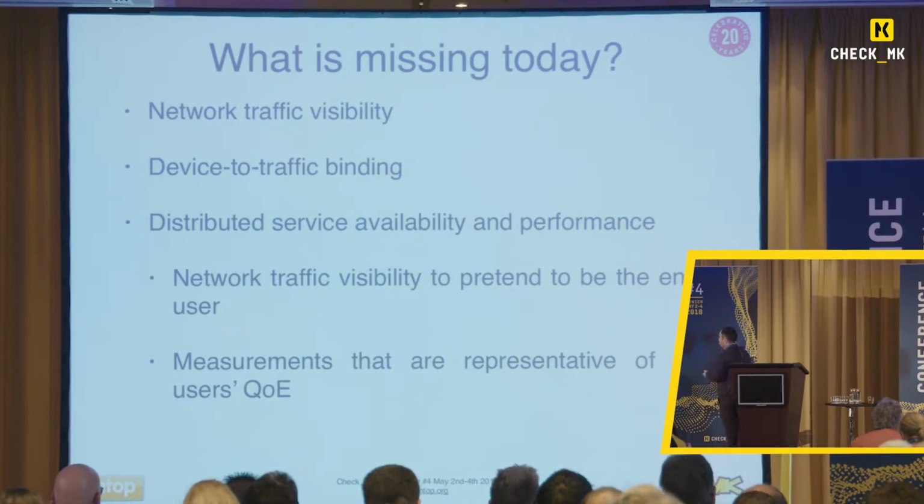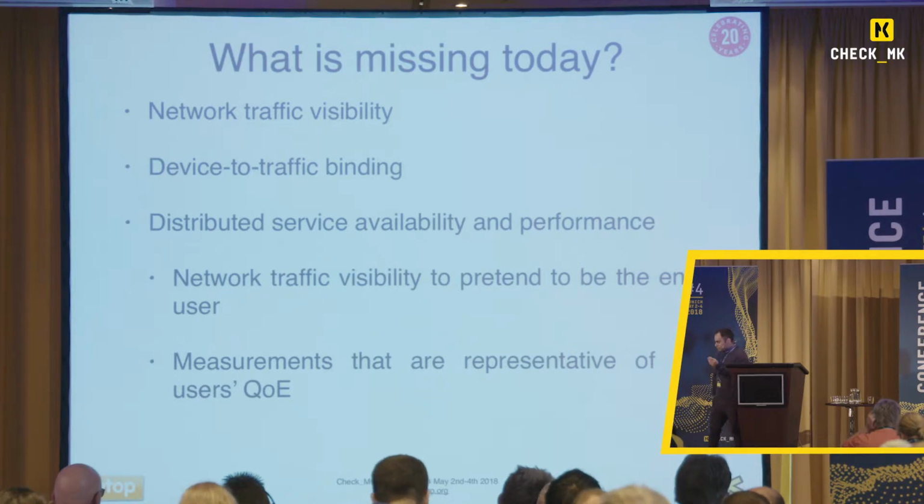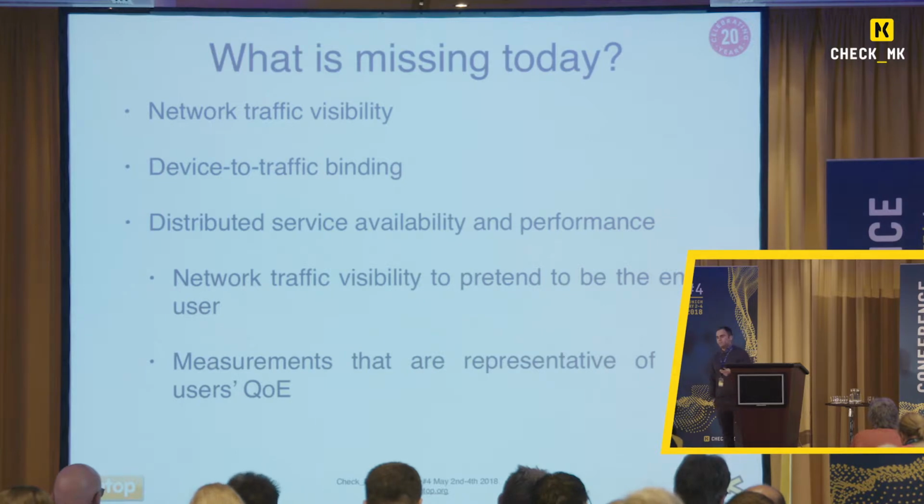So if we can augment SNMP and active measurements with traffic visibility, we can create monitoring infrastructures that are more representative of what is going on in the network, and we can also pretend to be the end users, because if we see the packets, we can create custom measurements such as round-trip time calculations and latencies that actually reflect the quality of experience of the user.